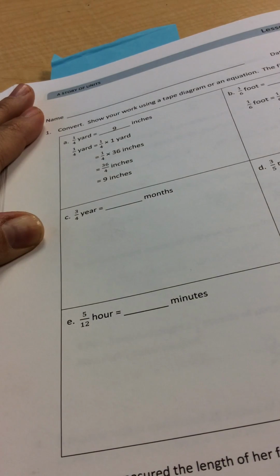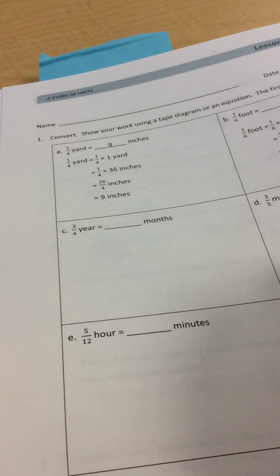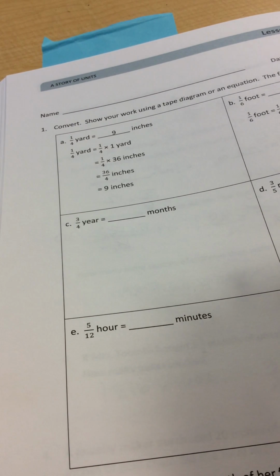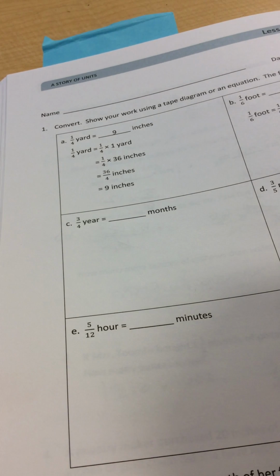This is Module 4, Lesson 9 homework, and today we're using the same concepts we did yesterday, but we're applying them to conversions. So for number 1C is where we'll start. If we have 3/4 of a year, how many months do we have?